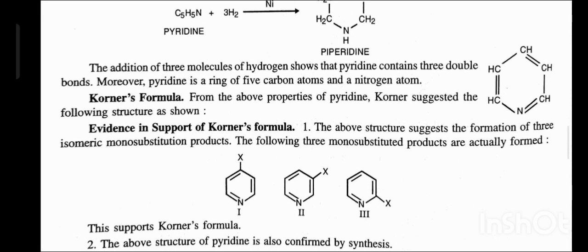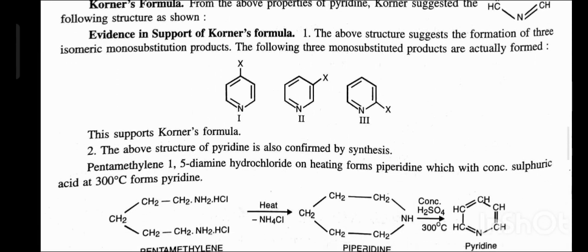Evidence in support of the Körner formula. The above structure suggests the formation of 3 isomeric monosubstituted products. The following 3 substitution products are actually formed. This supports the Körner formula. Second, the above structure of pyridine is also confirmed by synthesis. Pentamethylene-1,5-diamine hydrochloride on heating forms piperidine, which with concentrated sulfuric acid at 300 degrees Celsius forms pyridine.